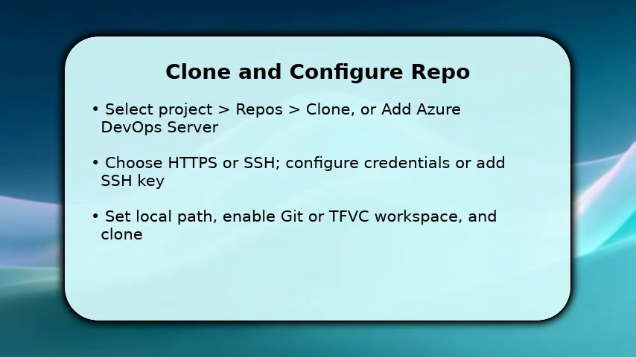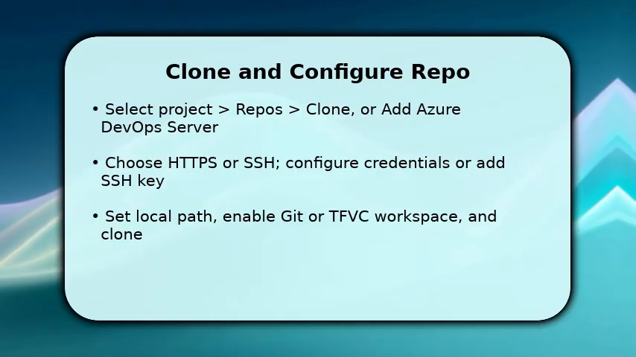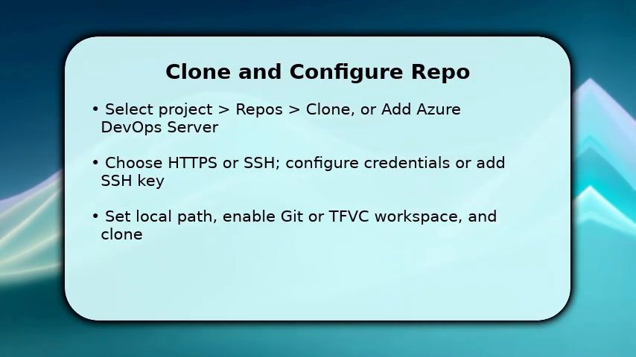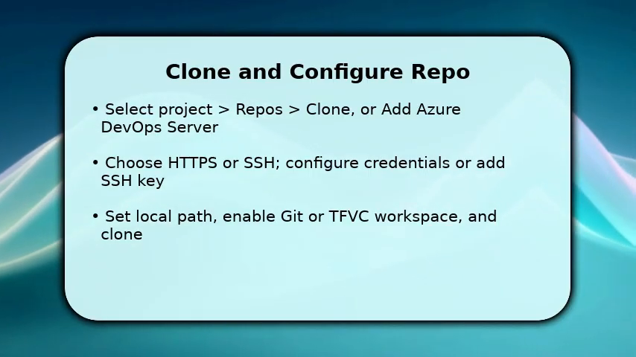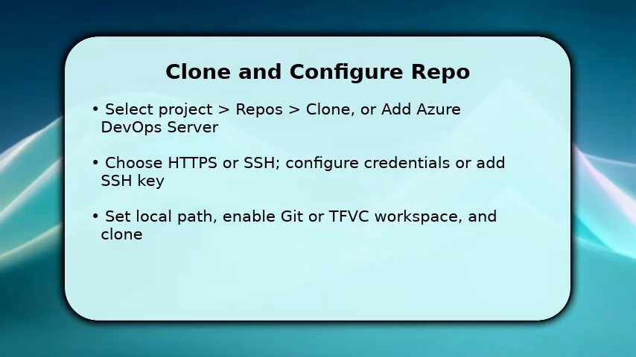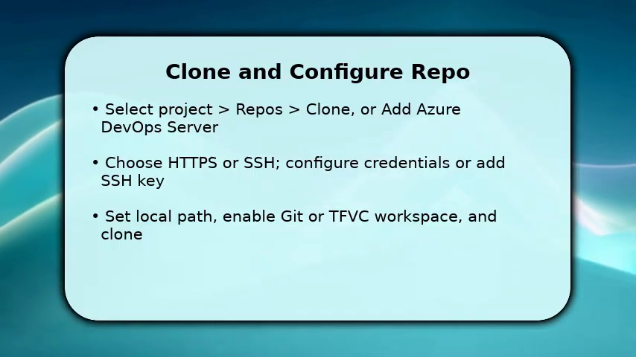Once connected, navigate to Repos and pick the repository to clone. You decide between HTTPS, using a PAT, or SSH, adding your public key to Azure DevOps. After choosing the protocol, click Clone and set a local folder. Make sure Git is selected, or configure a TFVC workspace if using Team Foundation Version Control.